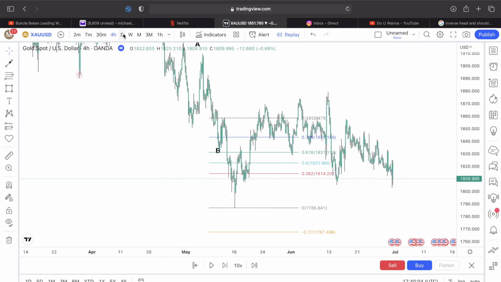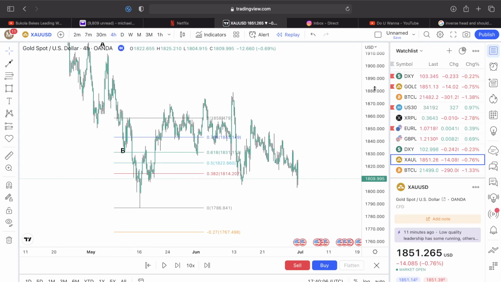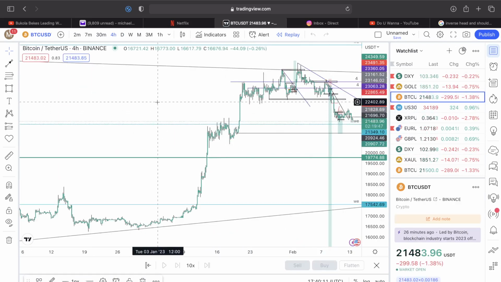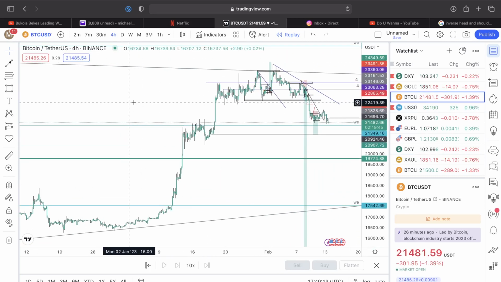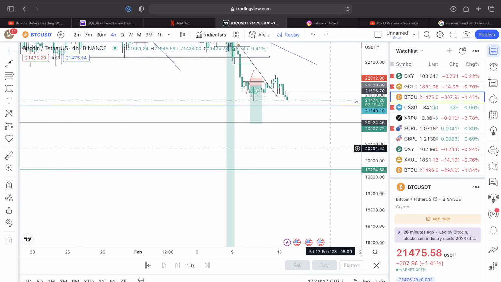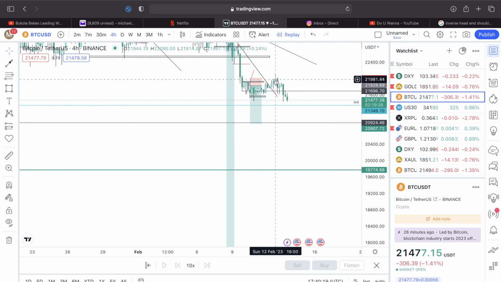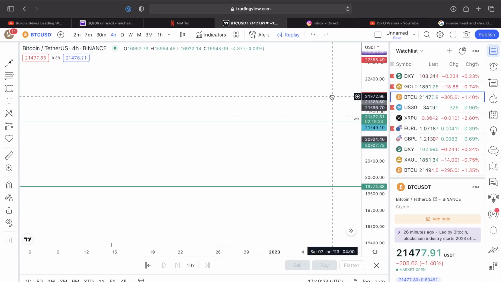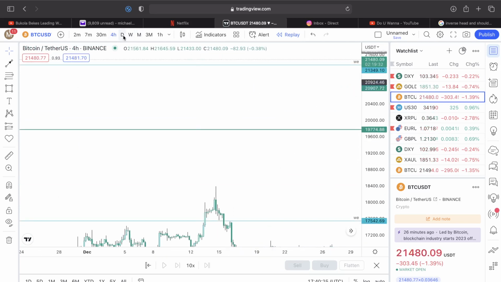Okay, so that's the gold chart. Let's see another one. Let's go to Bitcoin. This is one of my previous trades. That's not the Bitcoin I'm on right now. Anyways, this is the prediction I made. I entered here, and it's still going to drop. Anyways, we're going to see how it goes.